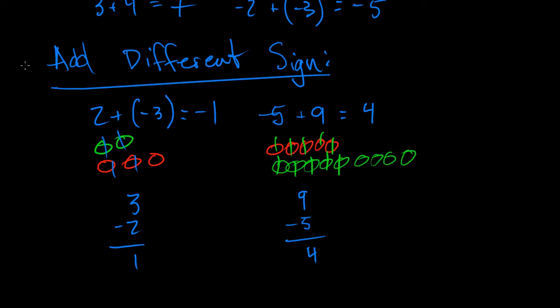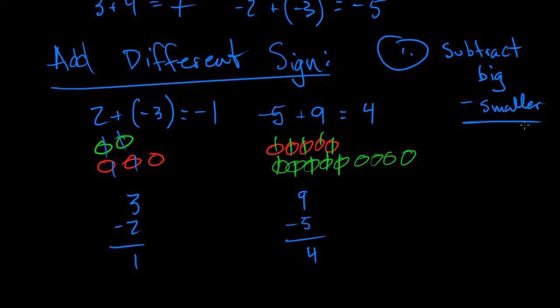Well, our rules for adding with different signs are basically, we start out by subtracting. And we subtract numbers big. We start with the bigger number, and we take away the smaller number. The second thing we do, once we've done that, is we have to decide what sign the number should have. What sign should the answer be? Should this be +1 or -1? Should this be +4 or -4?